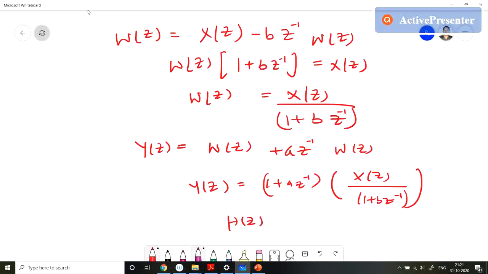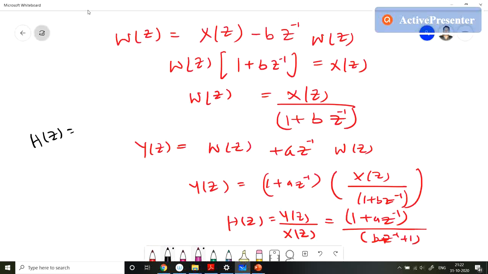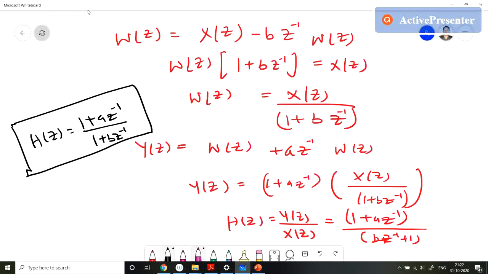So Y(z) divided by X(z) is equal to 1 plus a z inverse divided by 1 plus b z inverse. So this is H(z). Finally, H(z) is equal to 1 plus a z inverse divided by 1 plus b z inverse, and that is the transfer function H(z).